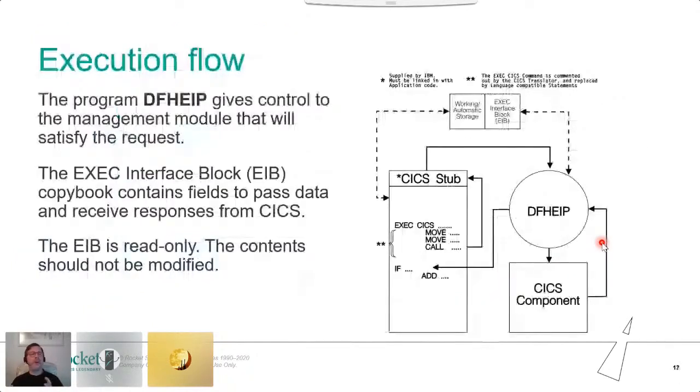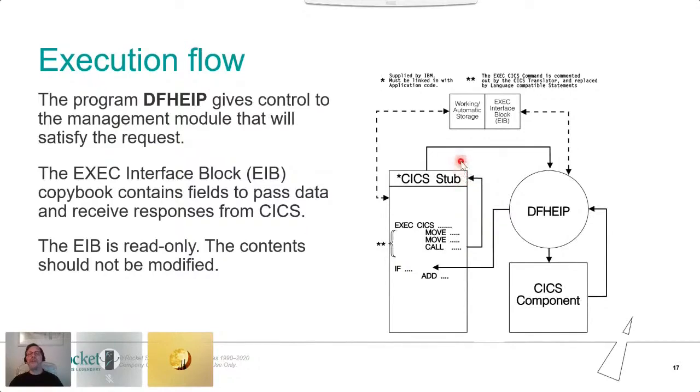Now, this is how it works under the covers. So now that I mentioned the CICS stub, and I said that the CICS command was commented out and you got a bunch of move instructions and a call, what do you think the call actually does? The call knows how to find the CICS stub. Now, this CICS stub is usually, in the current releases of CICS, hex 28 in length. So it's not a big program.